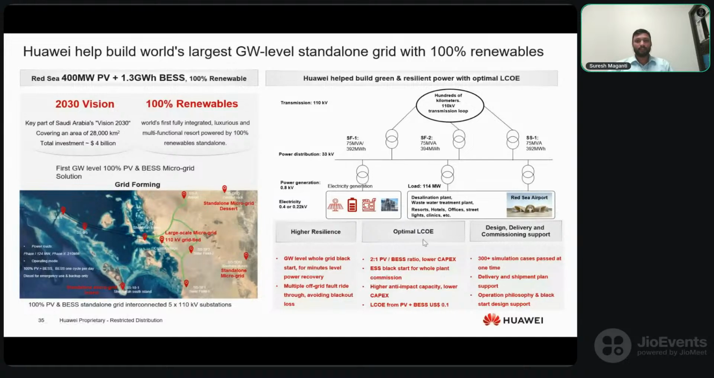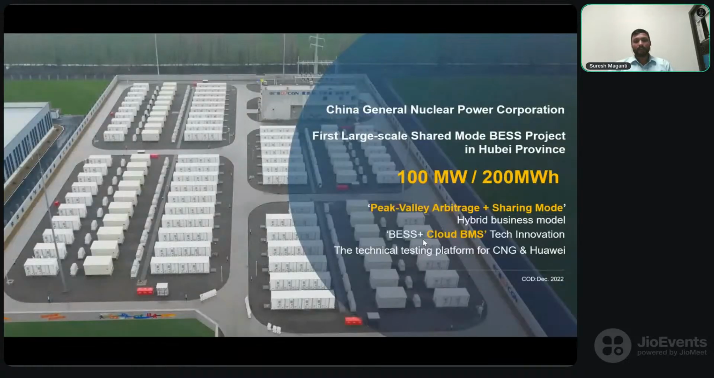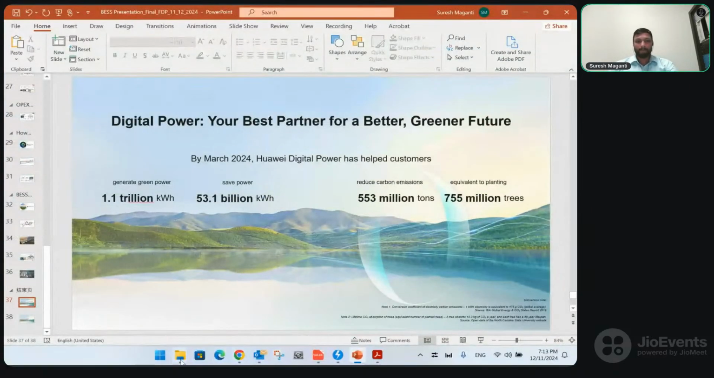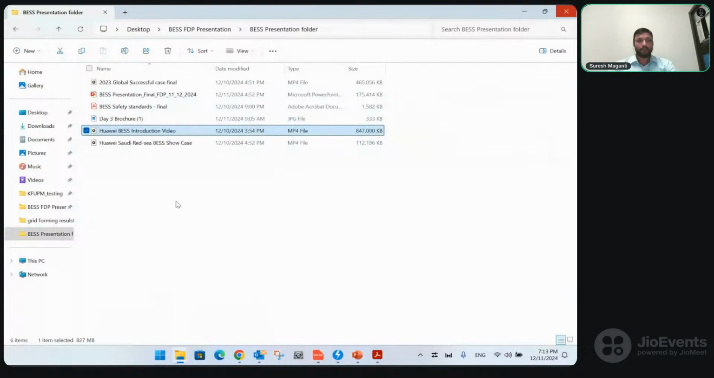With that project, and also other projects that have been installed, we will have a small tour of a few of the projects, across all the projects installed globally.